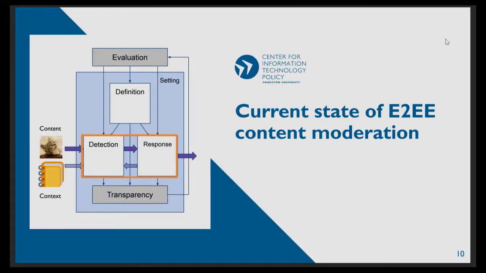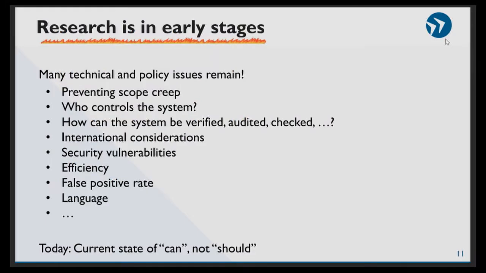So I want to spend most of my time on the current literature in cryptography for content moderation that happens under end-to-end encryption. And this is almost entirely focused on detecting content in end-to-end encryption, and a little bit of work on what your options are for responding to that.